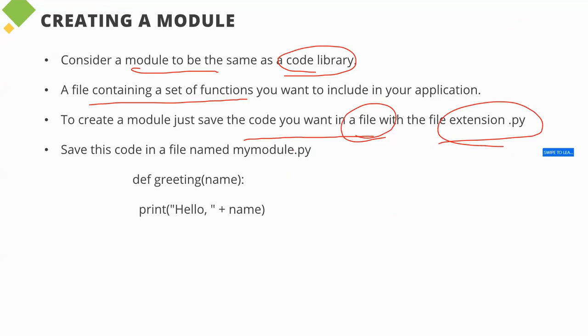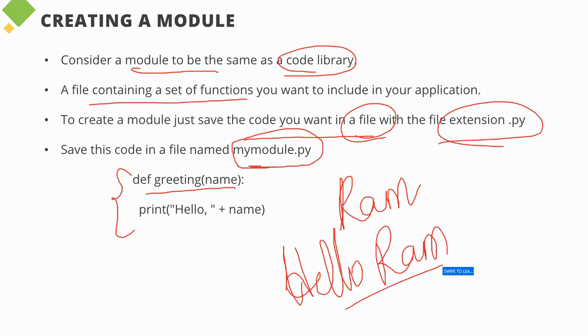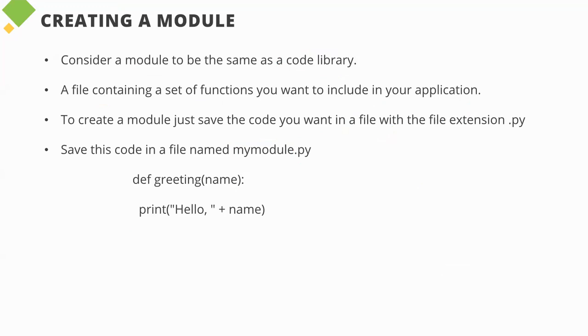If you want, in a file, save the file as function.py. So I am writing the module here, new module, my module.py, and I'm having the function def greeting. It takes the parameter name. Suppose name is Ram, then it prints hello Ram. So this is the module and this is the function. Now I'm saving it as my module.py.